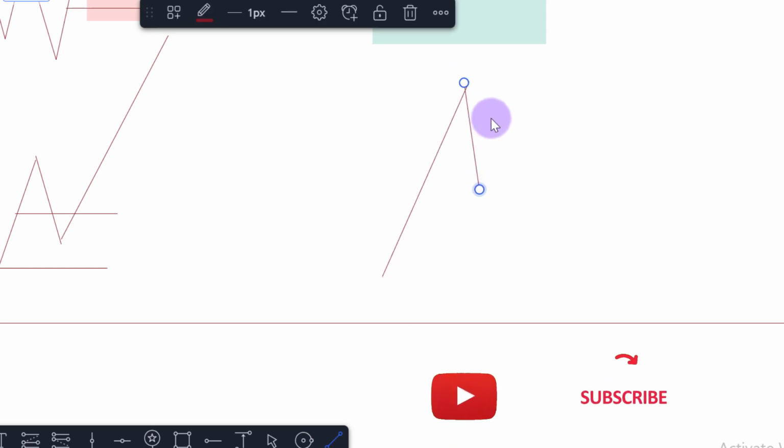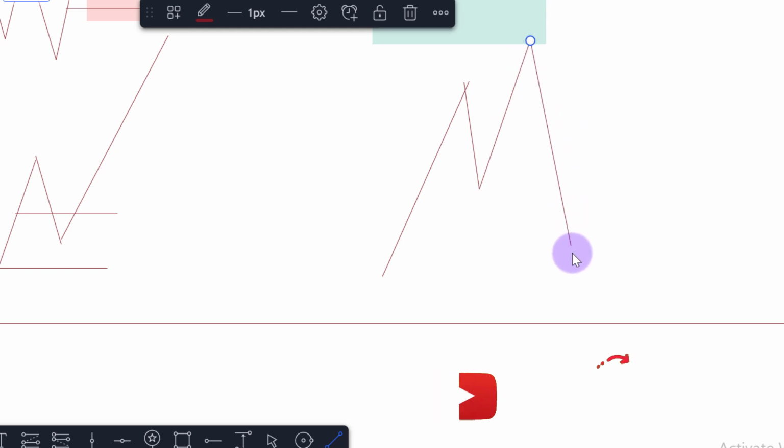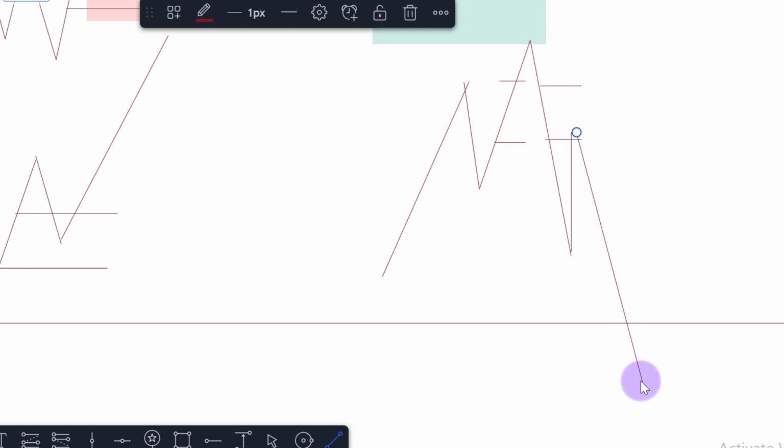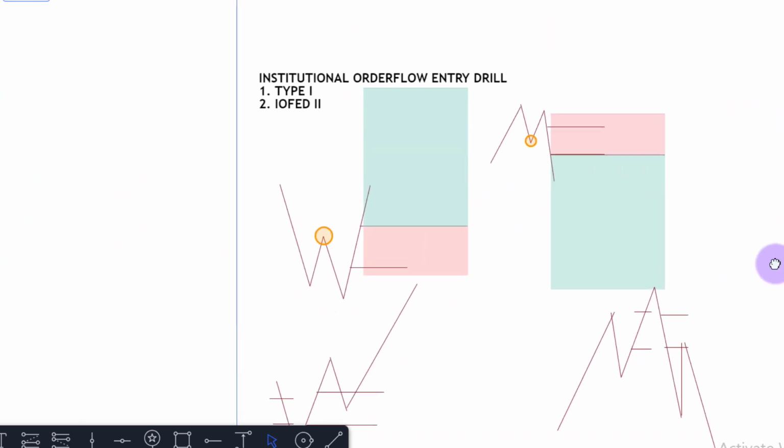Then if we are taking a short, you have a market condition where price creates something like this, creates another, then price creates something like this, creating a fair value gap here that was violated by that bearish price action, thereby creating a new fair value gap on the right. So it's two fair value gaps, one on the left, one on the right. That is IOFED type 2. Once price returns into the high of that fair value gap, or 50% of that fair value gap, we like to take our entry into the next draw on liquidity. This is what the institutional order flow entry drill is.